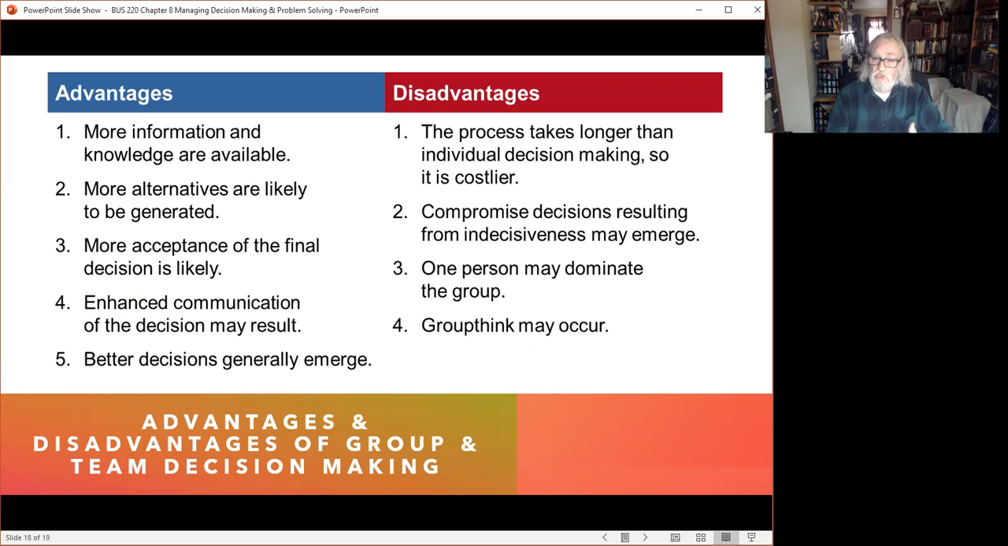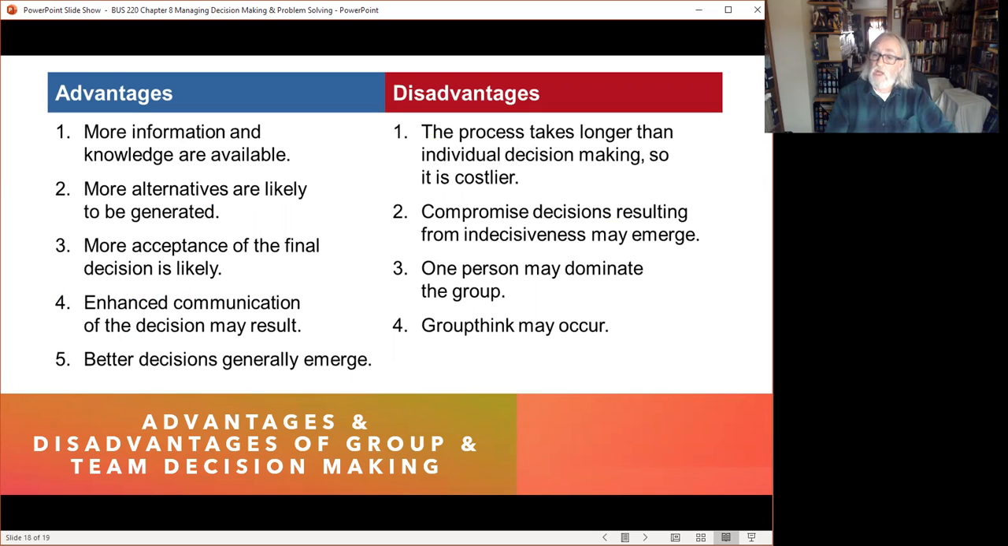You want to get the biggest and most robust list of alternatives to choose from. You also find that with groups, the final decision is more likely to be accepted by everyone because you have worked it out. Everyone gets a chance to speak, and so forth, is one of the advantages. Everyone is part of the group. It's rare when everyone is not participating in a group.